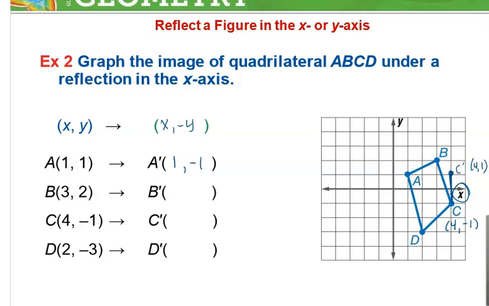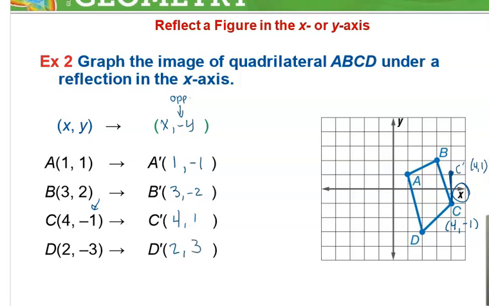Okay, let's check how you did on the other ones. So B is at 3, 2. So the pre-image is at 3, 2. So the image has to be at 3, -2. C is at 4, -1. Now this one already is negative, so it's going to be at 4, 1. D is going to be at 2, 3. The sign is opposite. So you could think of this negative as opposite sign.